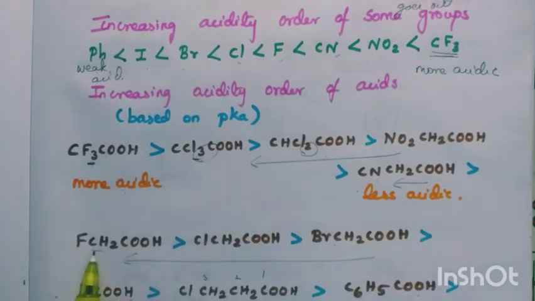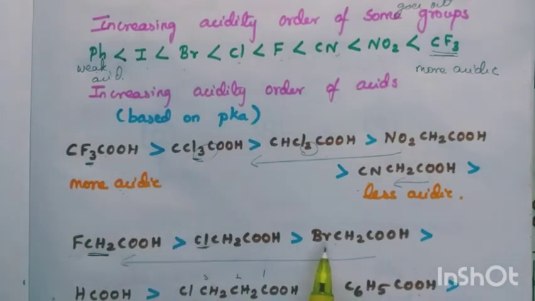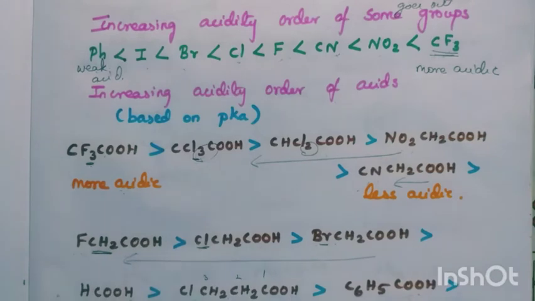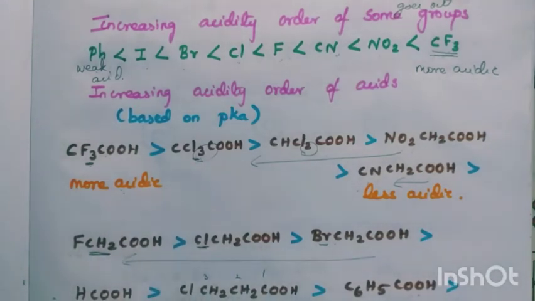Now, one alkyl group increases. Fluorine is more electronegative, then chlorine, then bromine. Here, there is no alkyl group, no? Here, the Cl is in the third carbon. So, the electronegativity effect decreases. When it is closer, it is more electronegative and acid strength increases. It is far, so it is less acidic.